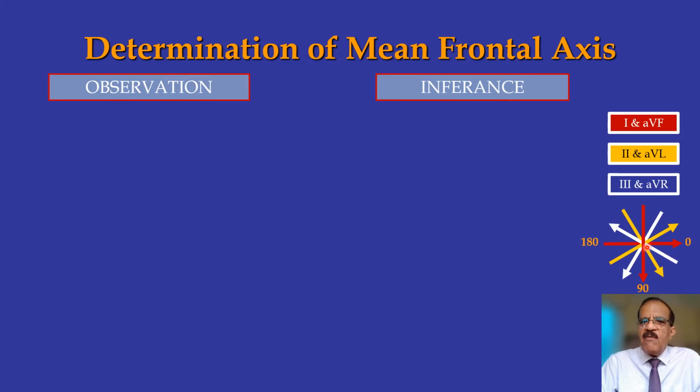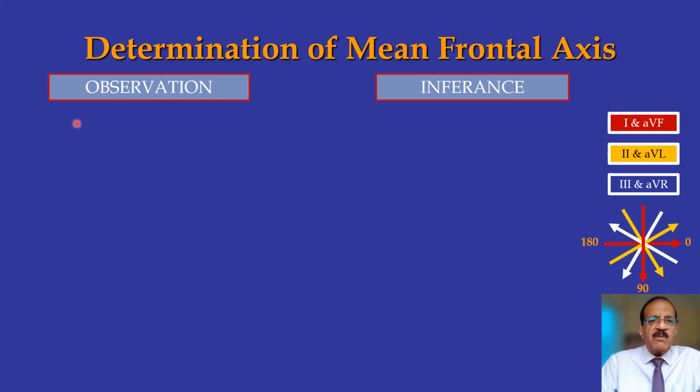AVR. You don't have to memorize, just see the picture, and from the location you can figure it out. And this is 0 and this is 90, this is 180, and then this goes to 30 and 60, and you can calculate the rest, 120, 150, like that. Now, when we determine cardiac axis, we will make 3 observations and then we'll draw 3 inferences, and ultimately we reach a conclusion of cardiac axis.